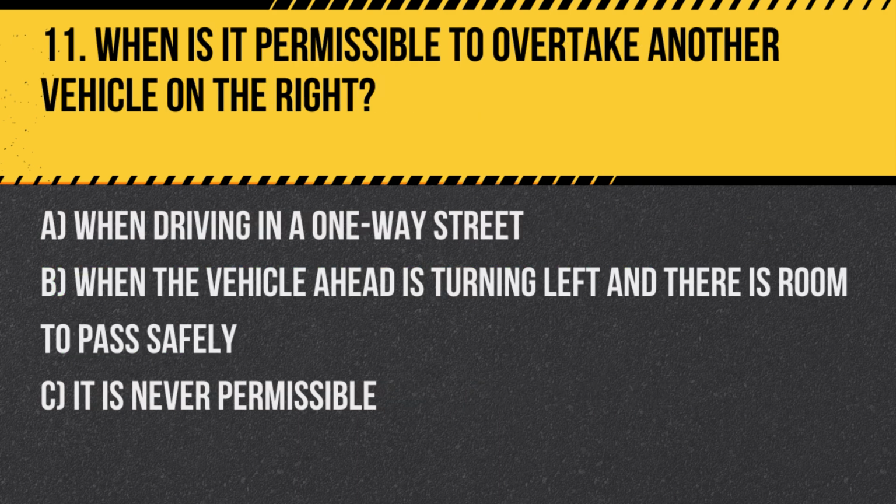Question 11. When is it permissible to overtake another vehicle on the right? A. When driving in a one-way street. B. When the vehicle ahead is turning left and there is room to pass safely. C. It is never permissible. Answer. B. When the vehicle ahead is turning left and there is room to pass safely. This is a safe and legal opportunity to overtake on the right.